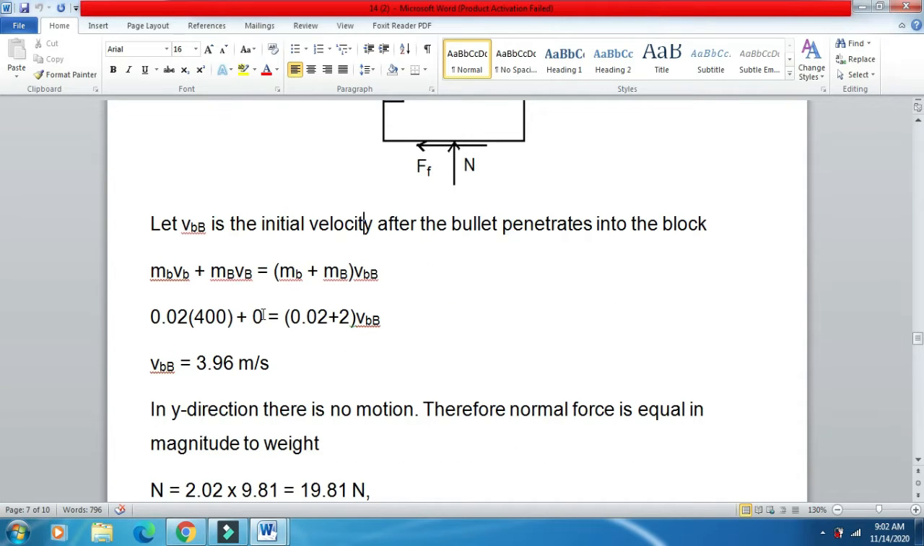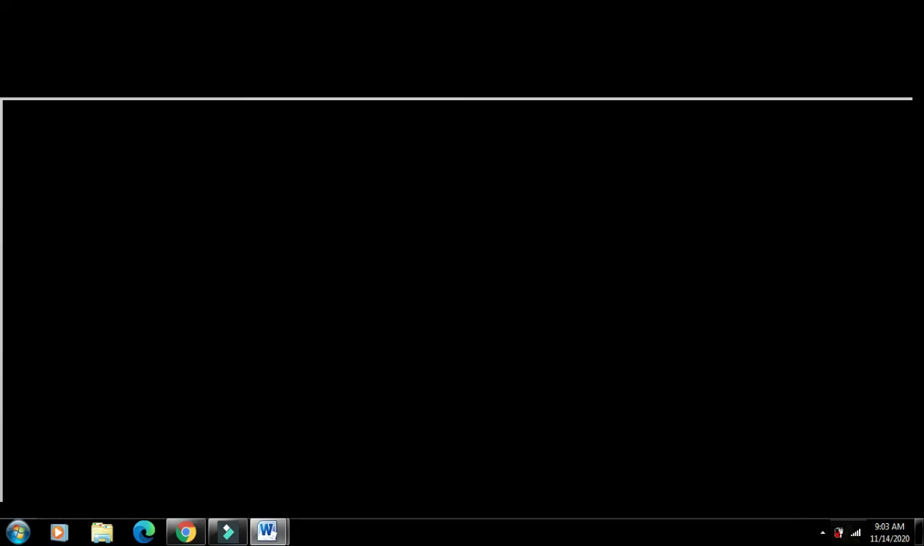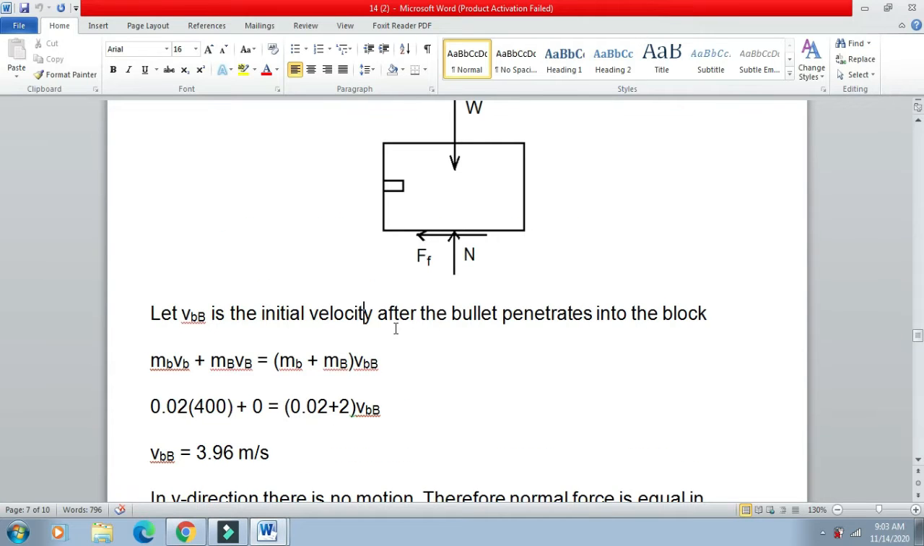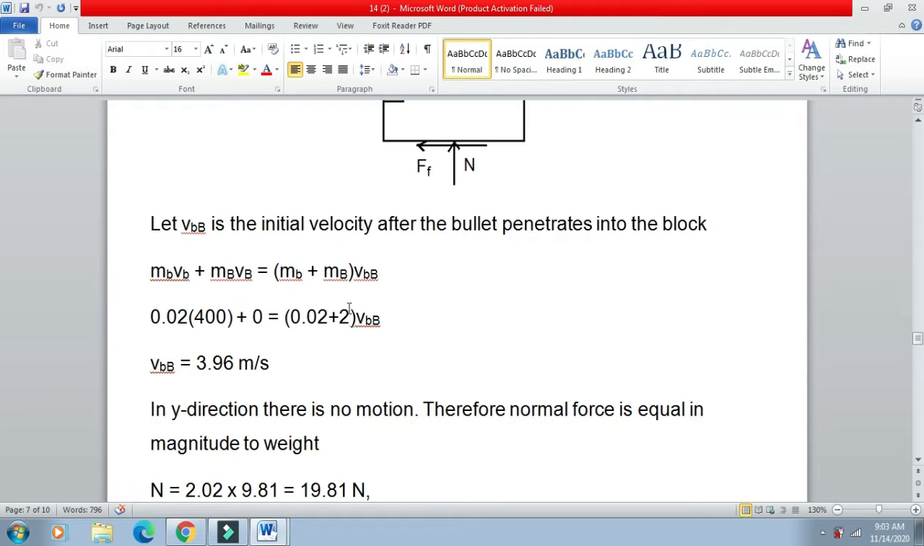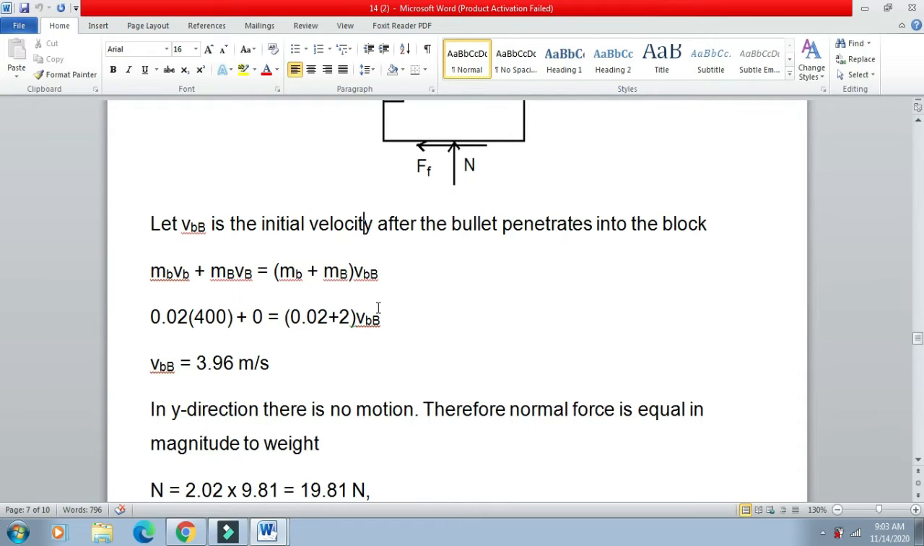Initial velocity of block is 0. The subscript small v is for bullet and capital V is for the block. This is mass of bullet, velocity of bullet, then mass of block, velocity of block. Then this is the total mass and this is the common velocity. When the bullet is penetrated into the block, there will be a common velocity which is written as V_BB. So the common initial velocity is 3.96. That is at the instant where the bullet strikes the block, the initial velocity will be 3.96.